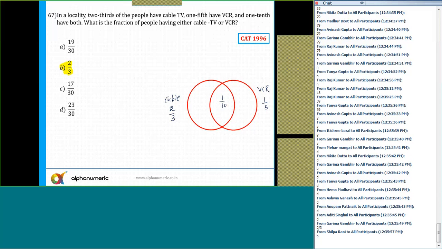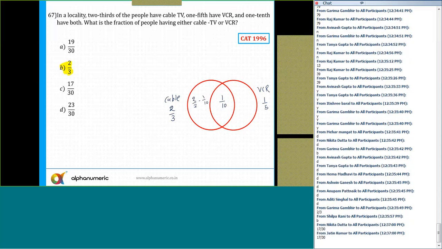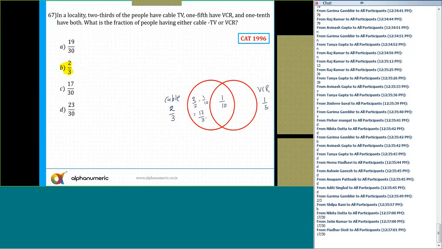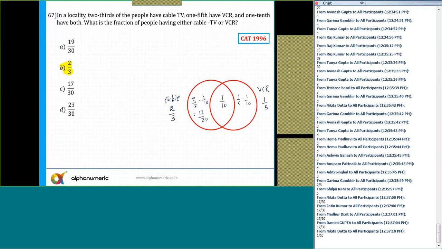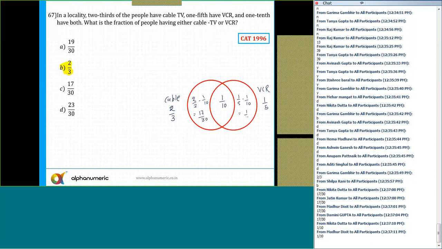What is the fraction of people having either cable TV or VCR? So let's see here. Only cable TV is nothing but 2 by 3 minus 1 by 10. So 2 by 3 minus 1 by 10 will be equal to 17 by 30. And how many people have got only VCR? Only VCR is 1 by 5 minus 1 by 10, which is 1 by 10.